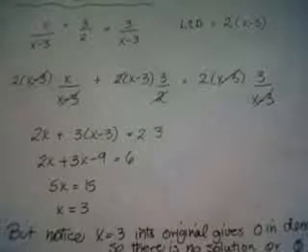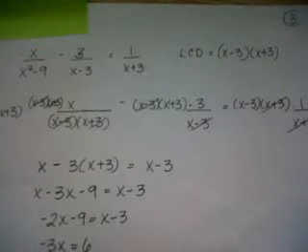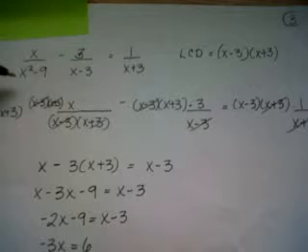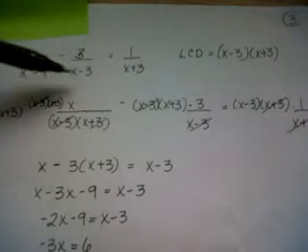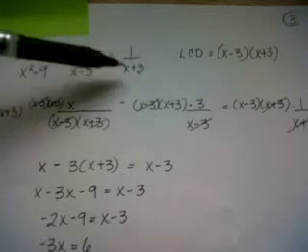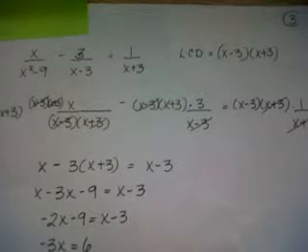work. There's no solution. Okay, let's take a look at another example. I have x over x squared minus 9 minus 3 over x minus 3 is equal to 1 over x plus 3. So these are rational expressions. We have these fractions. First step is find my least common denominator.